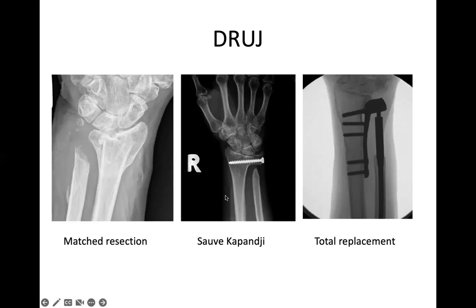Sauvé-Kapandji isn't done very much now. That essentially is where you cut the ulna just below the ulnar head, and then you fuse the head to the distal radius. But again, here you still get impingement of this ulnar stump. And then this one on the right is a total replacement. That's a Scheker implant. It's not available in South Africa, and it costs about 150,000 Rand. But sometimes that's the only option to salvage these unstable ulnar stumps. But as I say, we don't have it here.